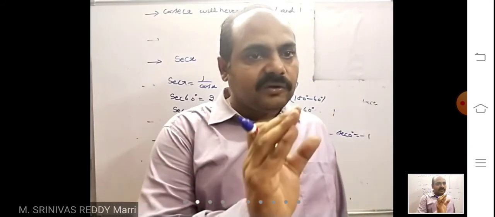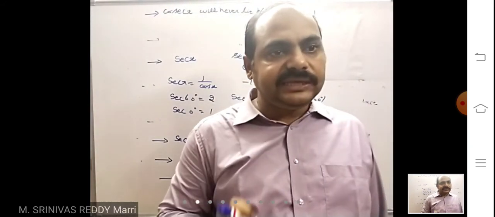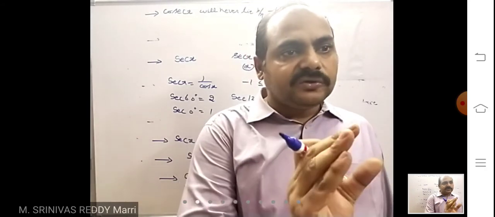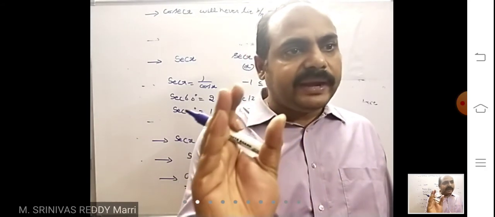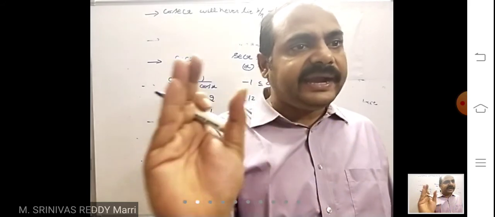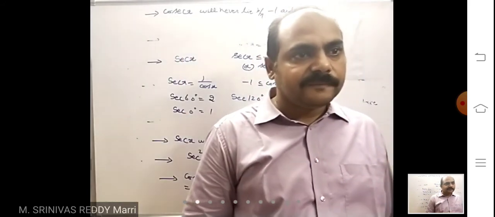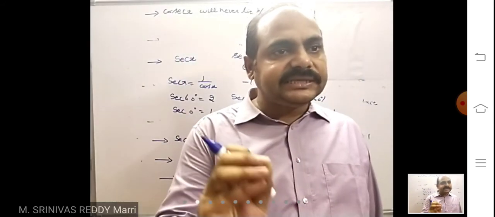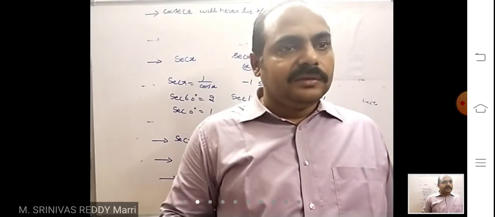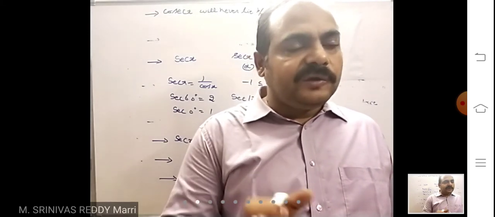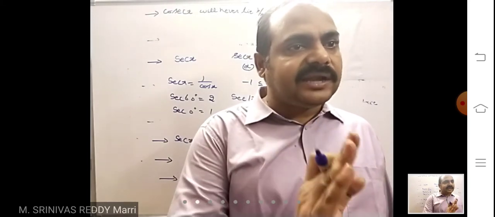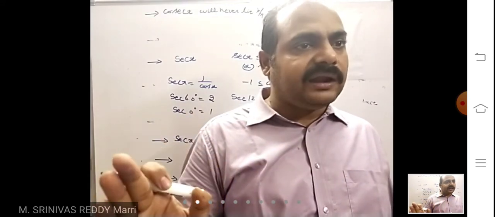Like that, look at cosecant x. Suppose you got cosecant x equal to 1 by 2. I have asked to find x. Is it possible? Cosecant x is 1 by 2, right? So it won't be possible. Cosecant x does not lie between minus 1 and 1.